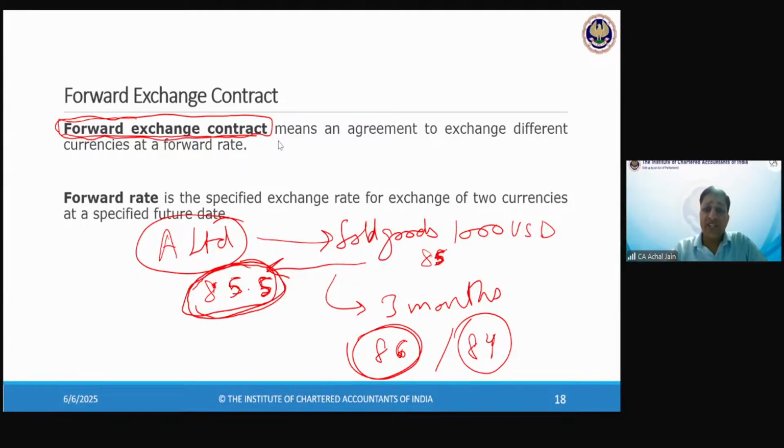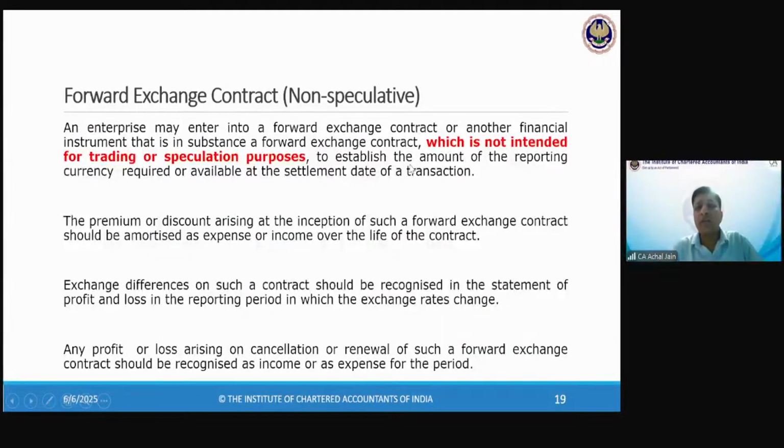Ron is asking, what is the meaning of hedge? Hedge means to cover the risk. So that's the meaning of hedge. Clear? Okay. I think Smriti, Tanisha, Tanu, they are all clear on this. So now, whenever there is a forward exchange contract, this is also required to be accounted for.